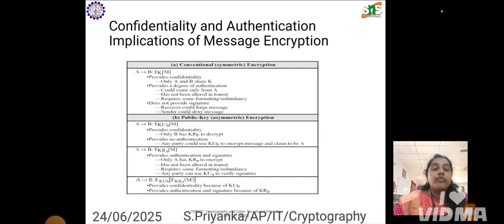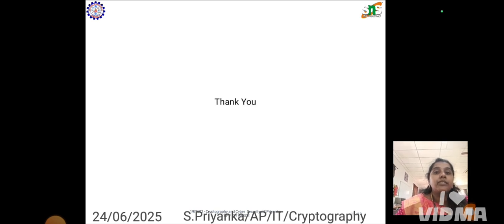Next, these are all the confidentiality and authentication implications of message encryption. It consists of conventional encryption and public key encryption.